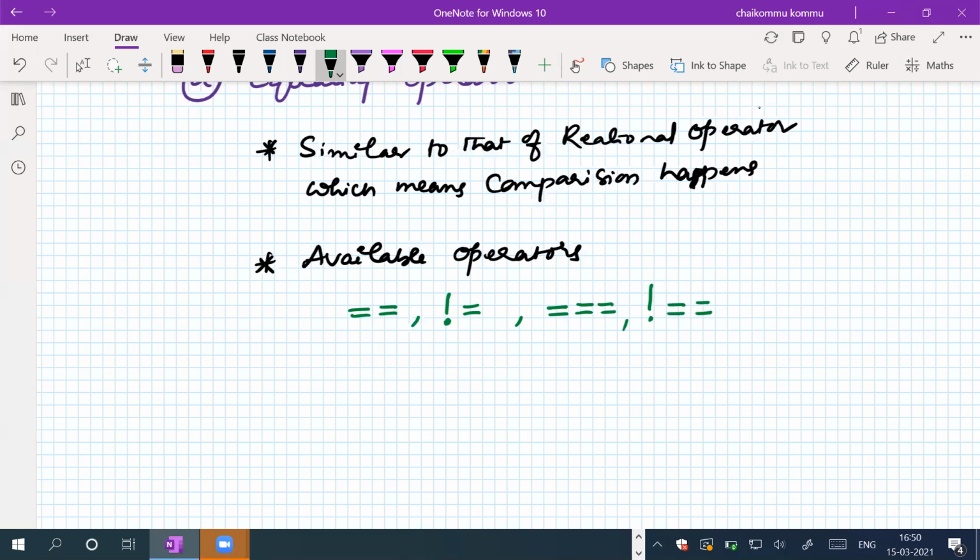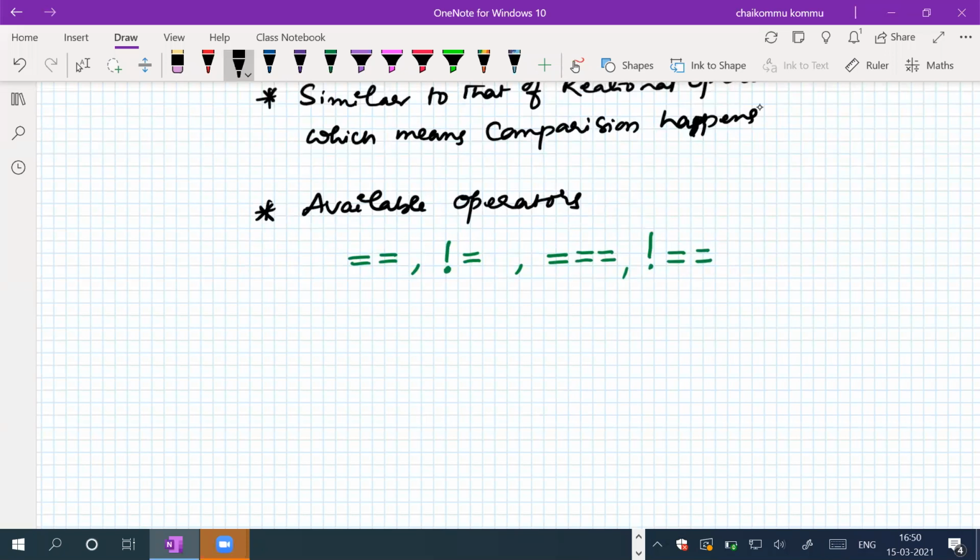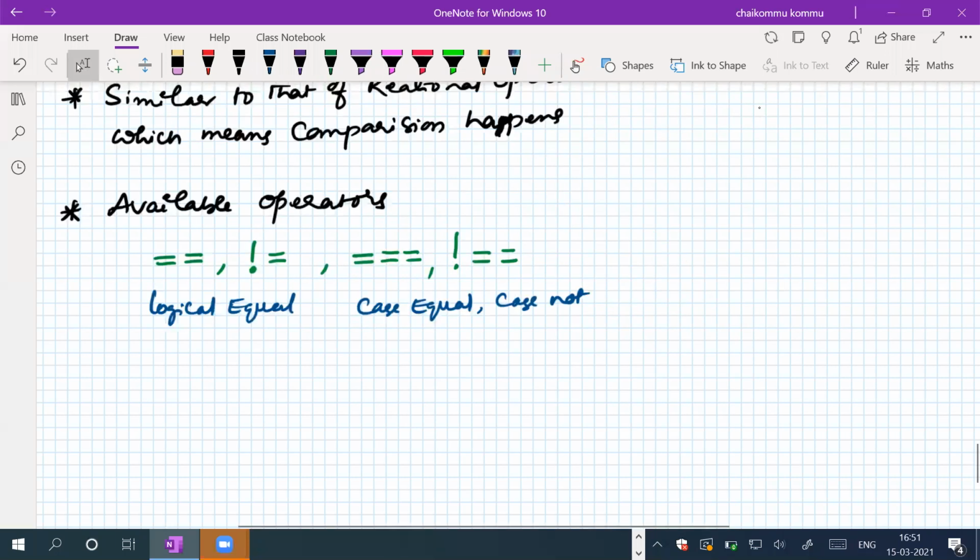Okay, so what we can call this is logical equal, logical not equal, case equal, case not equal. Please remember these differences. Okay, the first two are logical things, and the second ones are case equal. So what do you mean by this?